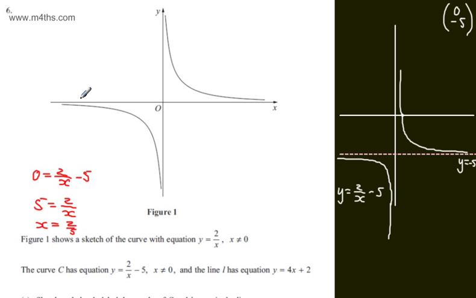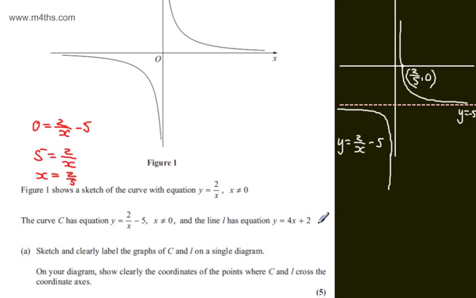So we can state now that the point of intersection will be just here, and this point is going to be (2/5, 0). So that's the point of intersection. There'll be no other points of intersection with the coordinate axis. So that's the first one done.